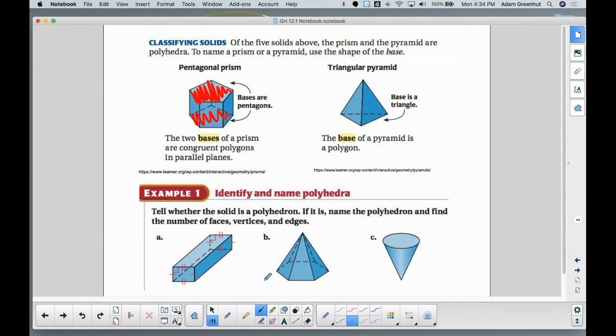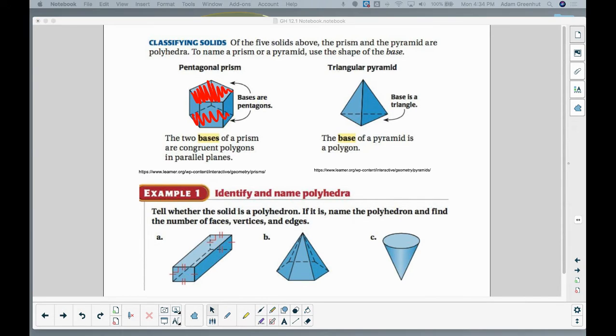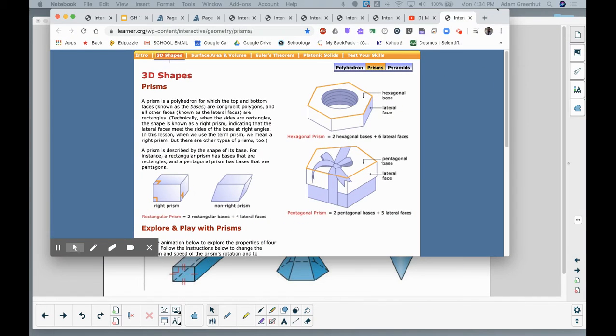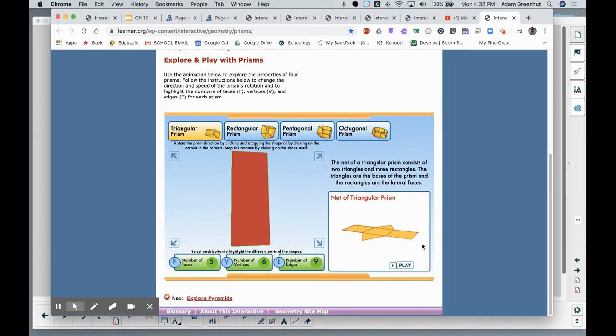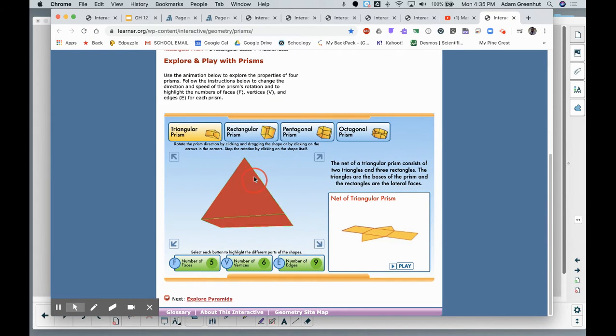I have a little website here that I'll post a link to in the Edpuzzle video, and maybe I'll click on one just to show you. It's pretty cool, and you're probably going to want to mess with it on your own, so I'll post the link. It allows you to manipulate these things.